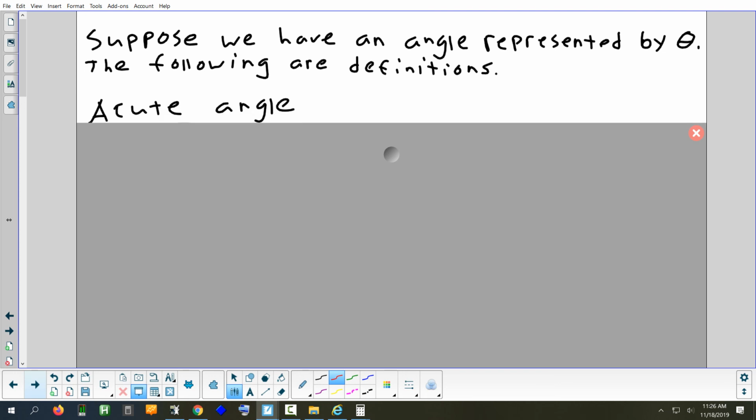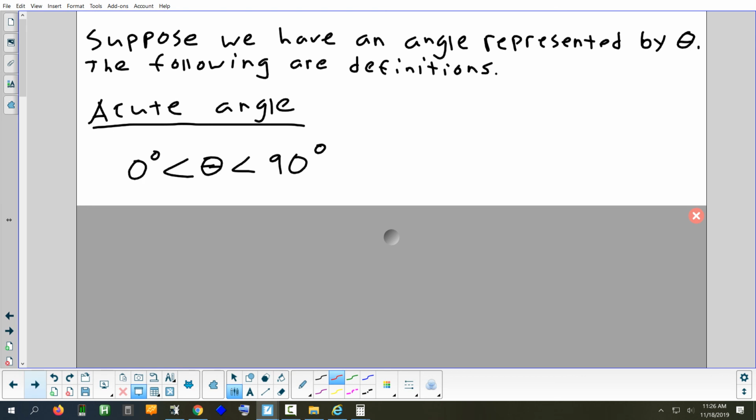All right, so we're going to write down a few definitions of some terms having to do with angles. In the definitions, I'm going to use theta to represent any angle. What does it mean if an angle is acute? Less than 90 degrees. Yes, but greater than 0. So for example, negative 10 is not acute. It has to be between 0 and 90.